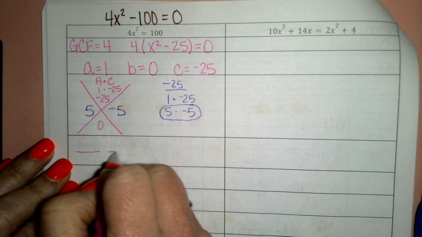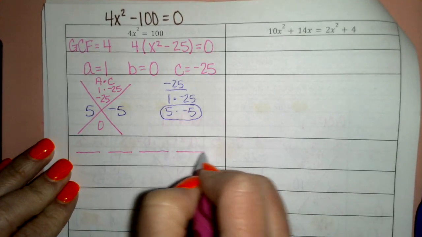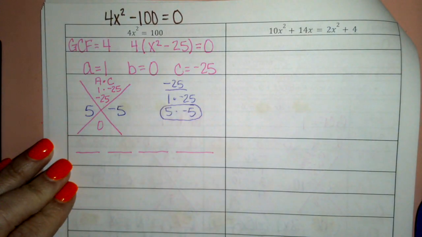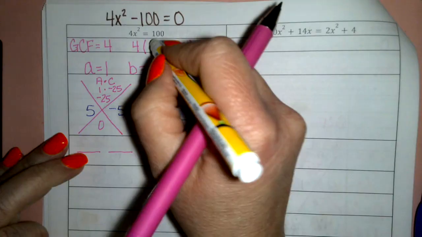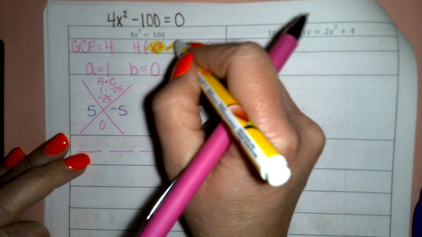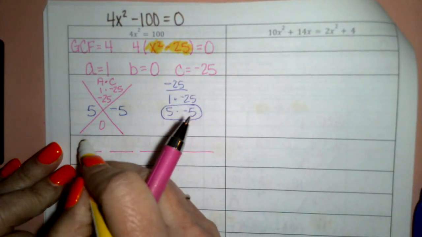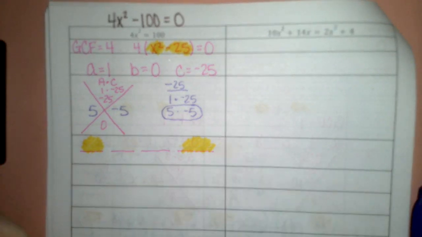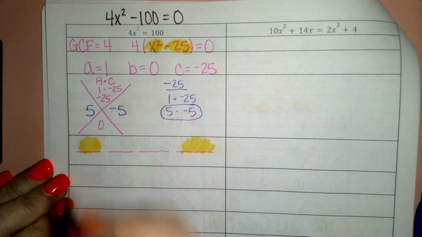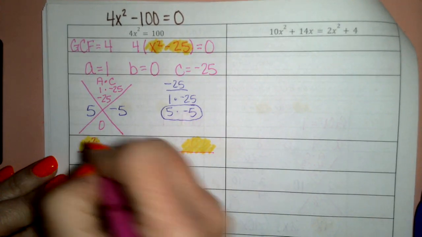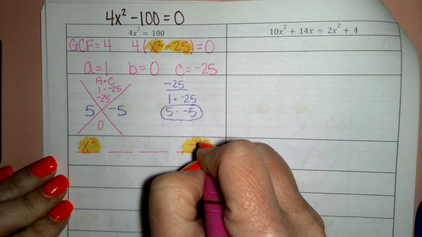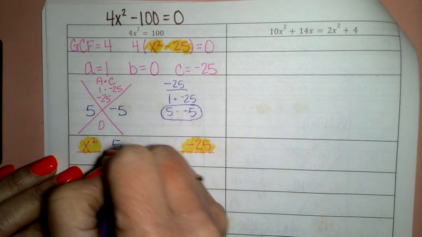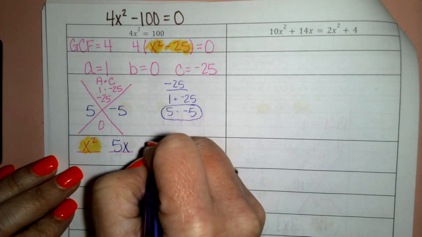Next is the 4 terms to expand. So my first term comes from right here, and then this is my last term. So that goes here and here: x squared and negative 25. And my two middle terms go in the middle, 5x and negative 5x.